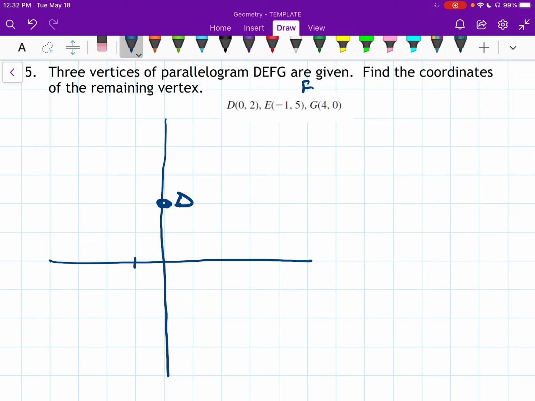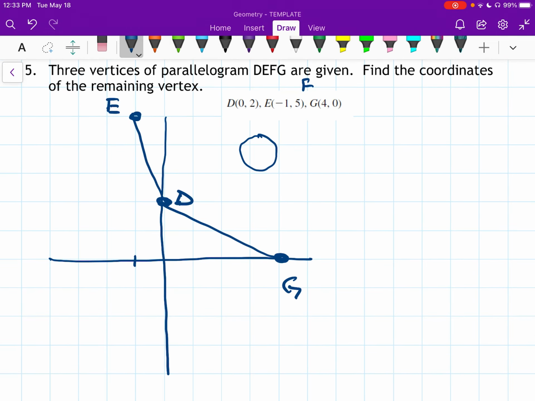E is at negative 1, 5. 1, 2, 3, 4, 5. There's E. F, we don't know where it is. And then G is at 4, 0. So it goes D, E, F, which would probably be somewhere around over here, and then to G, and then back to D. So that's what I'm trying to find there.